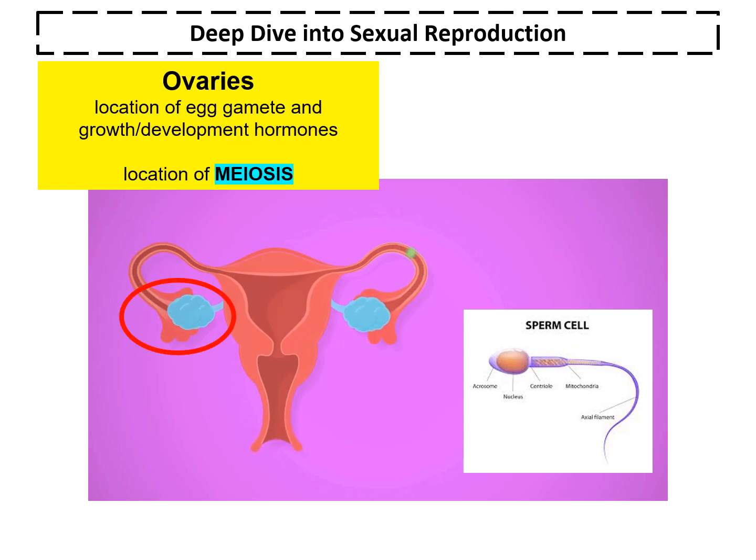Number one, these are called the ovaries. And so this is the location of the egg gamete in the female reproductive system. It's also the location of your growth and development hormones, so that would be estrogen and progesterone as well. And we'll talk more about the job of those hormones when we get into our human anatomy unit. This is also the location of meiosis.